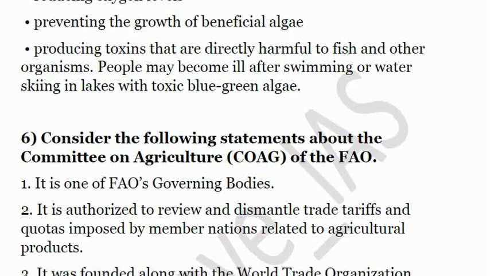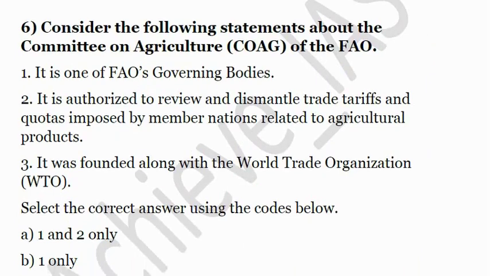And friends, let's move on to your sixth question. Sixth question is, consider the following statements about the Committee on Agriculture of the Food and Agriculture Organization. First is, it is one of the FAO's governing bodies. Second is, it is authorized to review and dismantle trade tariffs and quotas imposed by member nations related to agricultural products. Third is, it was founded along with the World Trade Organization. So let me tell you, friends, that the second and third statements are incorrect. Only the first statement is correct, that it is one of the FAO's governing bodies.